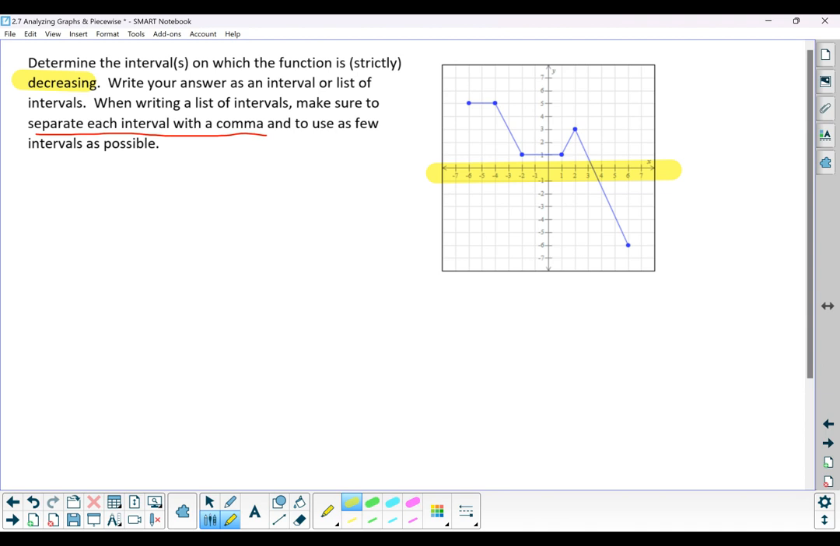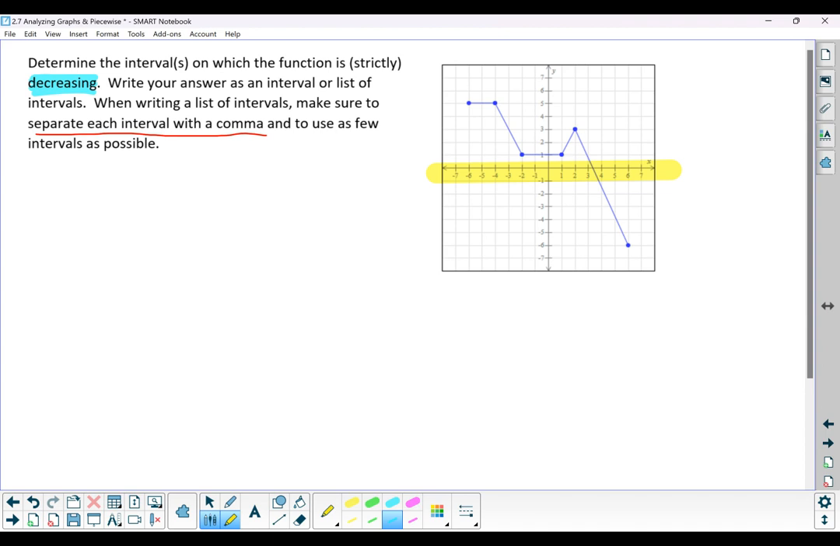This question says, determine the interval on which the function is strictly decreasing. Write your answer as an interval or list of intervals. When writing a list of intervals, make sure to separate each interval with a comma and to use as few intervals as possible. So that's what your instructions are going to say in ALEKS. So if we think about where this function is decreasing, this function is decreasing.